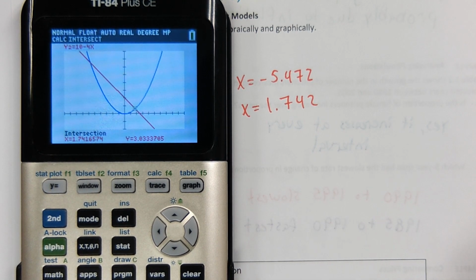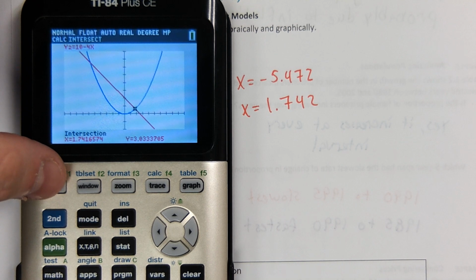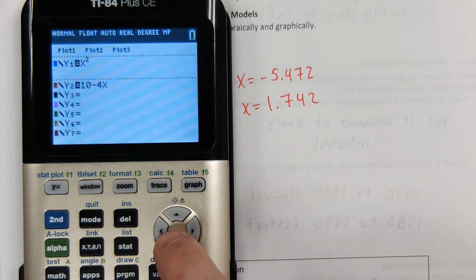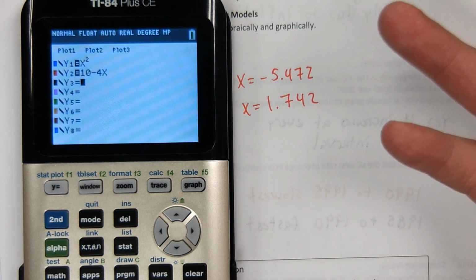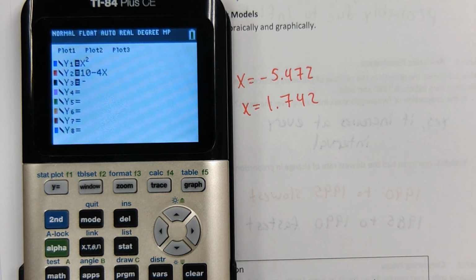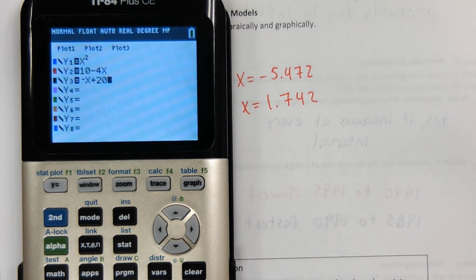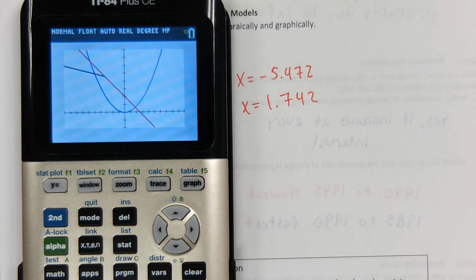There it is. Just because it's good note-taking, or at least you seeing it, I want to show you something here. You don't need to do this anymore. Y equals. I'm going to add a third thing. Negative x plus 20. You don't have to do any of this, okay? I'm going to hit graph. There, I have a third line on here.